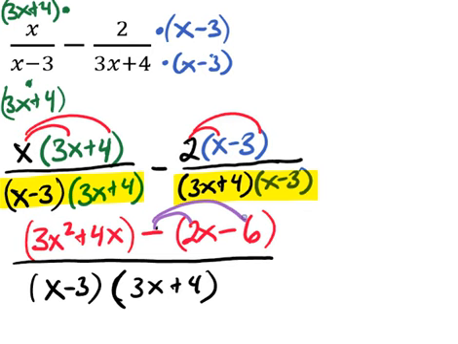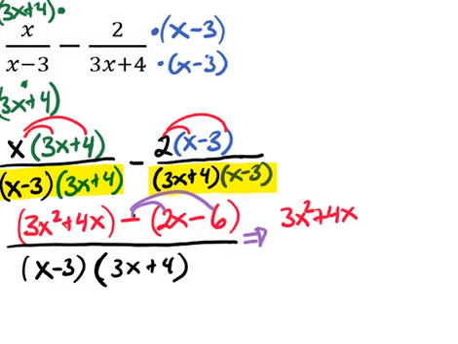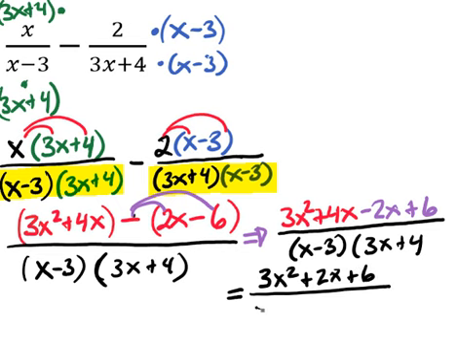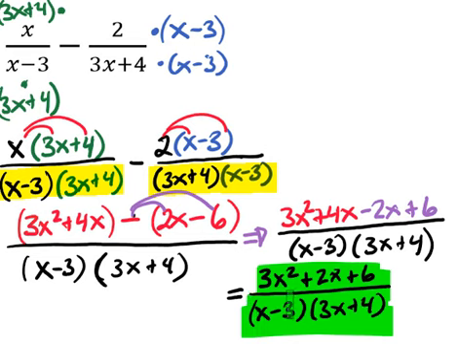And so what this is going to give me is my 3x squared plus 4x, and I'm going to have a minus 2x and then a plus 6, because I have a double negative there. And again, that's going to be over our entire denominator of x minus 3 times 3x plus 4. Then we're just going to simplify our top. So we're going to combine our like terms, which gives us 3x squared plus 2x plus 6 all over x minus 3 times 3x plus 4. And we're done. This is our final answer for that subtraction problem.